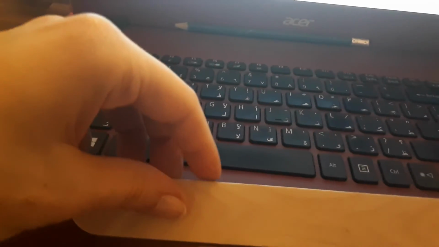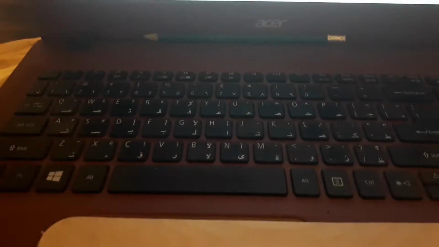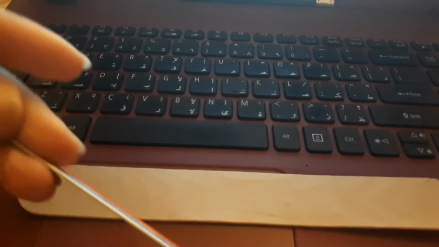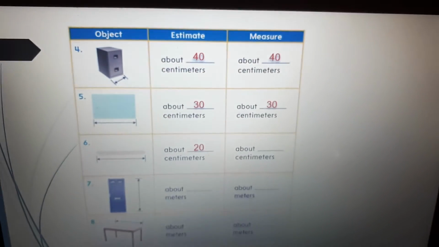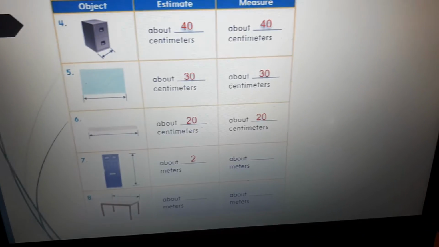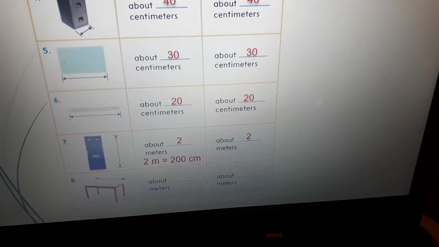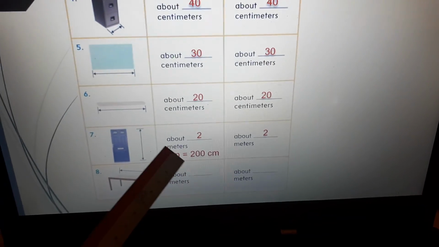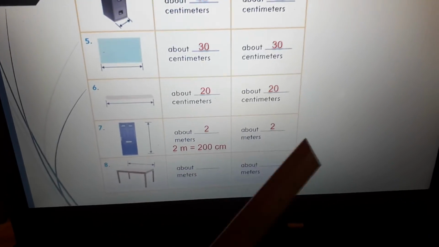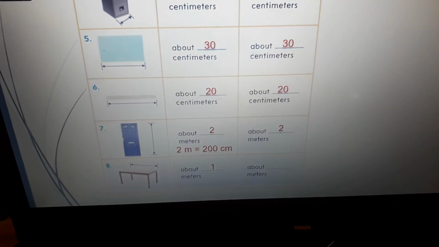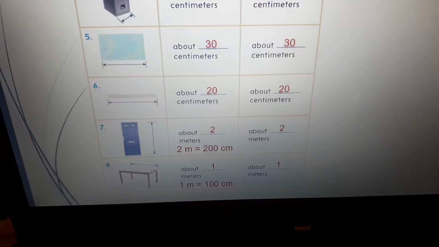Let's measure the stick together. Where is my ruler? We will start from the 0 sign. It's 20 centimeters. And the door is 2 meters. 2 m equals 200 cm. And remember that m represents meter. It means 2 meters equals 200 centimeters. And the desk is 1 meter. 1 meter is equal to 100 centimeters.